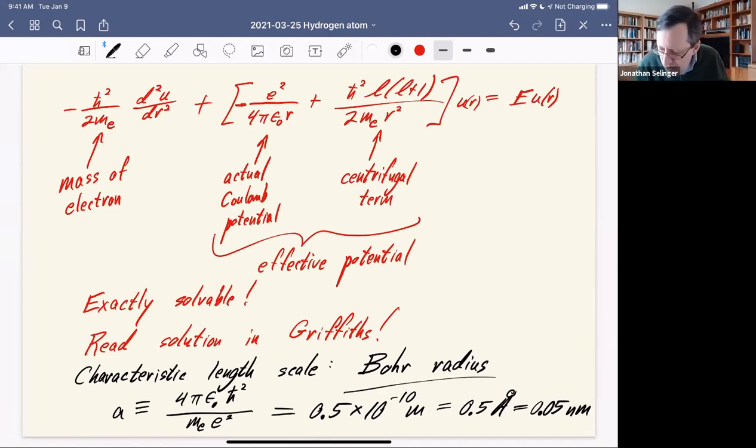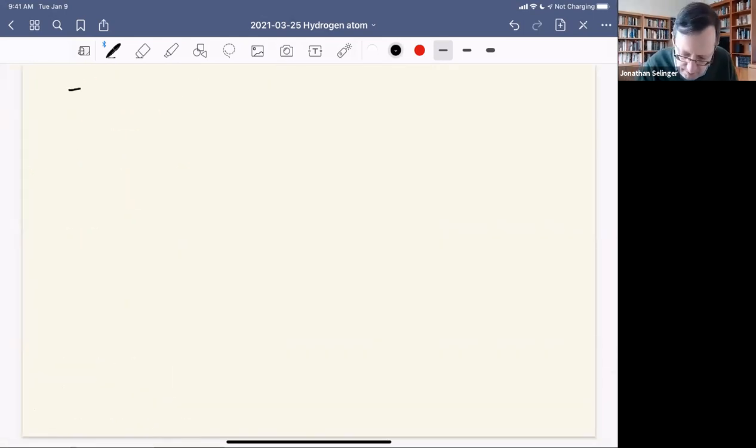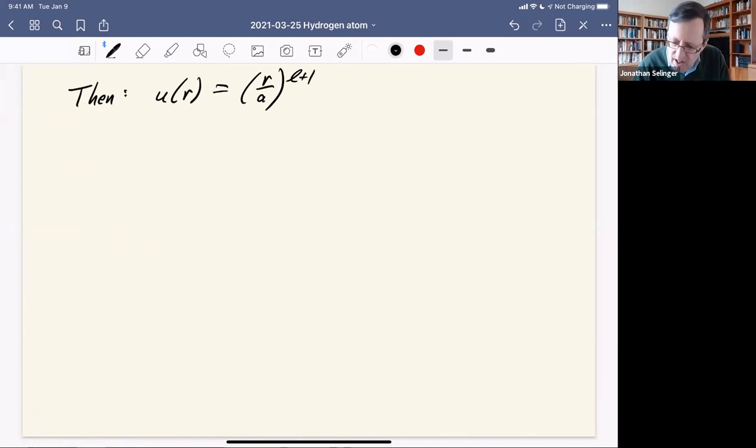So if you define this length scale, then there's a solution. And the solution is U of R is first an R over a to the l plus one power times an exponential of negative R over a times some extra function, which gets a name, of course, and it is called the associated Laguerre polynomial.